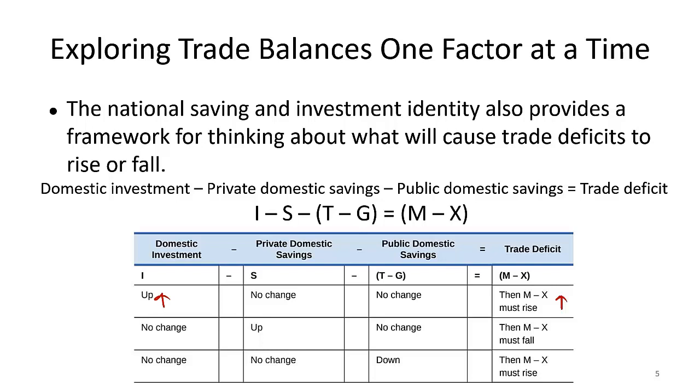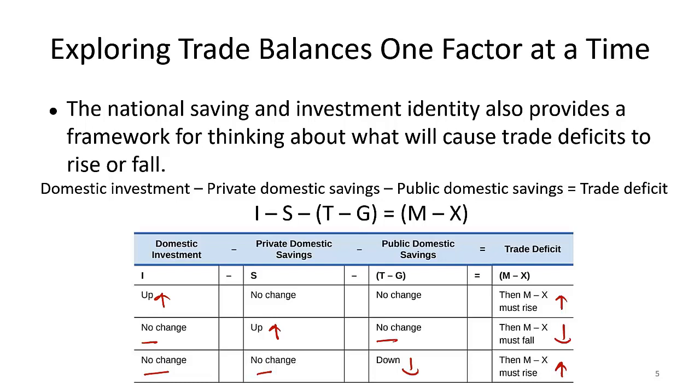If domestic savings goes up and domestic investment doesn't change, or public investment doesn't change, which essentially means that your trade deficit has to fall. And finally, if public savings decreases, which essentially means that government is spending more, with no corresponding change in domestic investment and no change in savings, which essentially means that trade deficit has to go up.